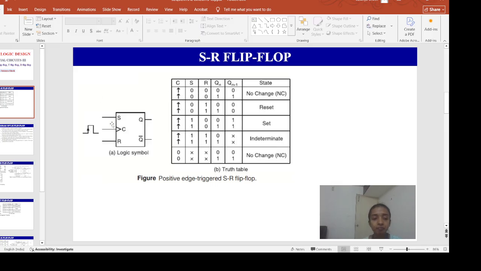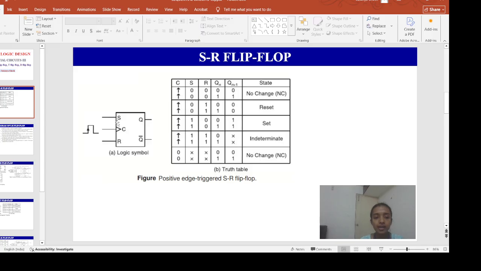So this figure shows the logic symbol and the truth table of a positive edge-triggered SR flip-flop. Positive edge-triggered means the state transition will occur at the positive edge of the clock, when the clock pulse changes its state from 0 to 1, or low to high. This is represented by this triangular symbol.